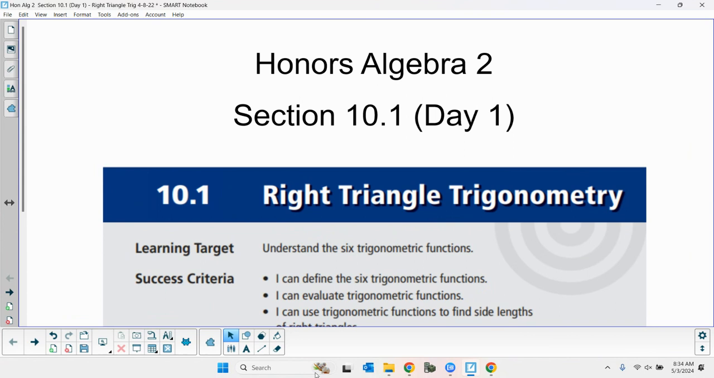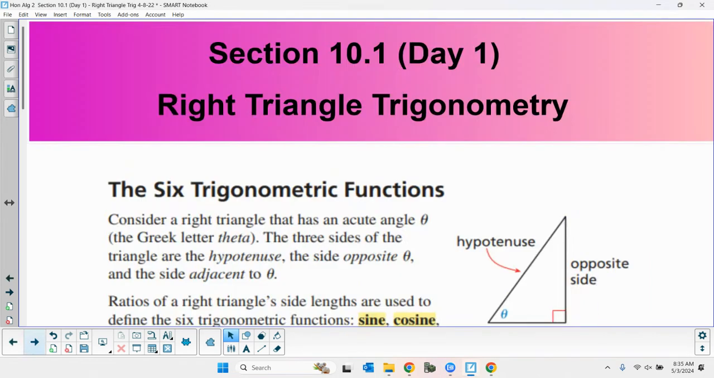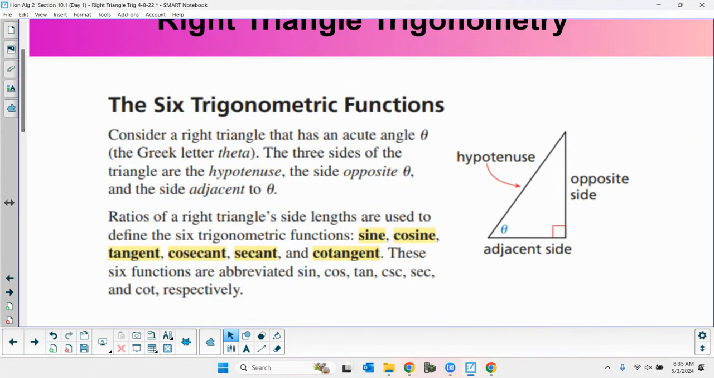Okay, so today we're going to start chapter 10. It's some right triangle trigonometry, which you guys did some in geometry. So it should be a little bit of a review for you. Okay, again, it's right triangles we're talking about. Okay, not wrong triangles.